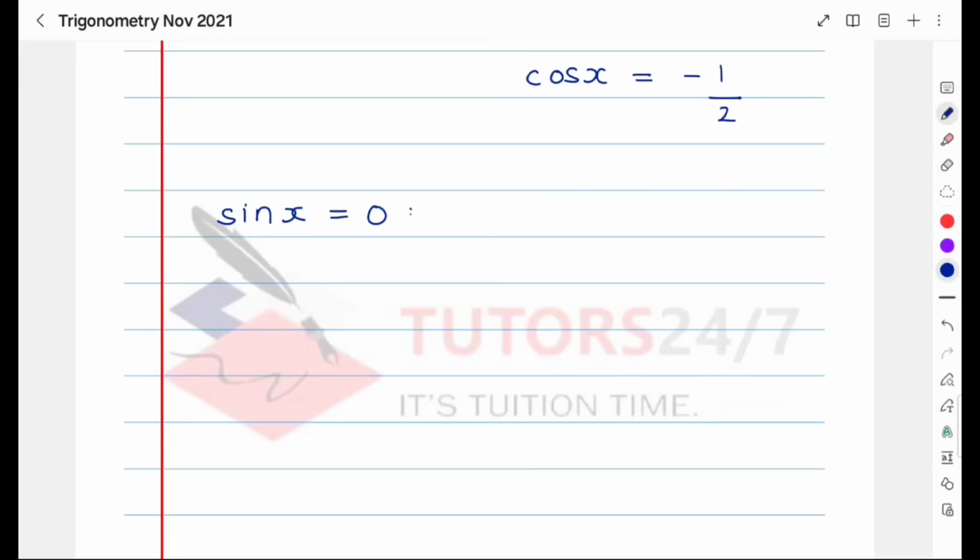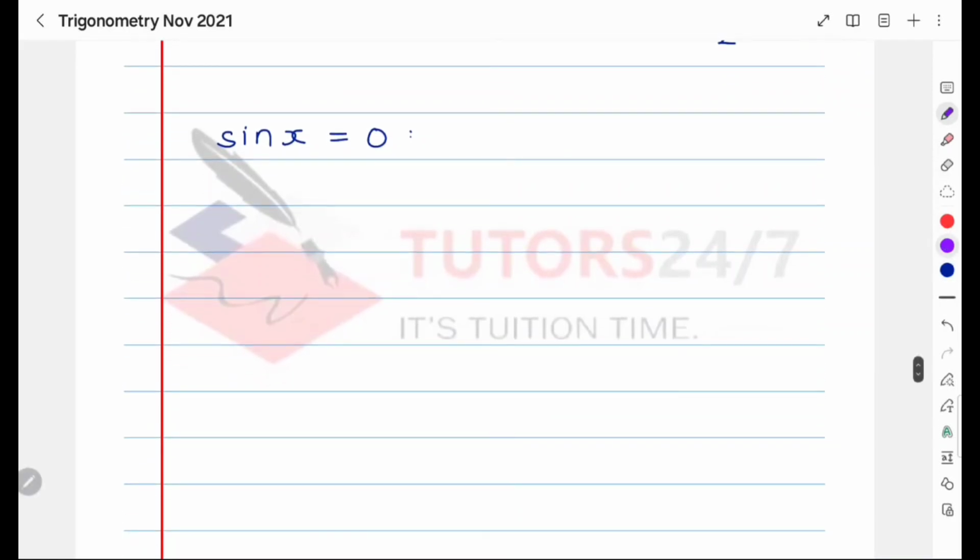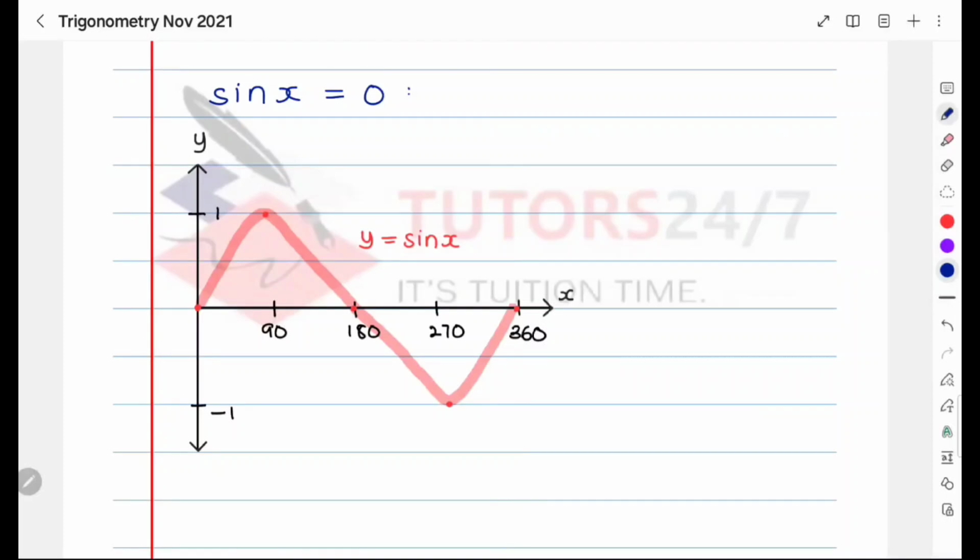So what I'm going to do is I'm going to quickly draw a rough sketch of a sine graph. If you want to, on your calculator, you can press mode, you can press table, you can press f of x equals sine x. Your starting point, you can make it 0. Your ending point, you can make it 360, and then your step, you can make it 90. And then you'll be able to see at which points sine x is equal to 0. So this is our y equals sine x graph. As you can see, sine x is equal to 0 at 0, 180, and 360.